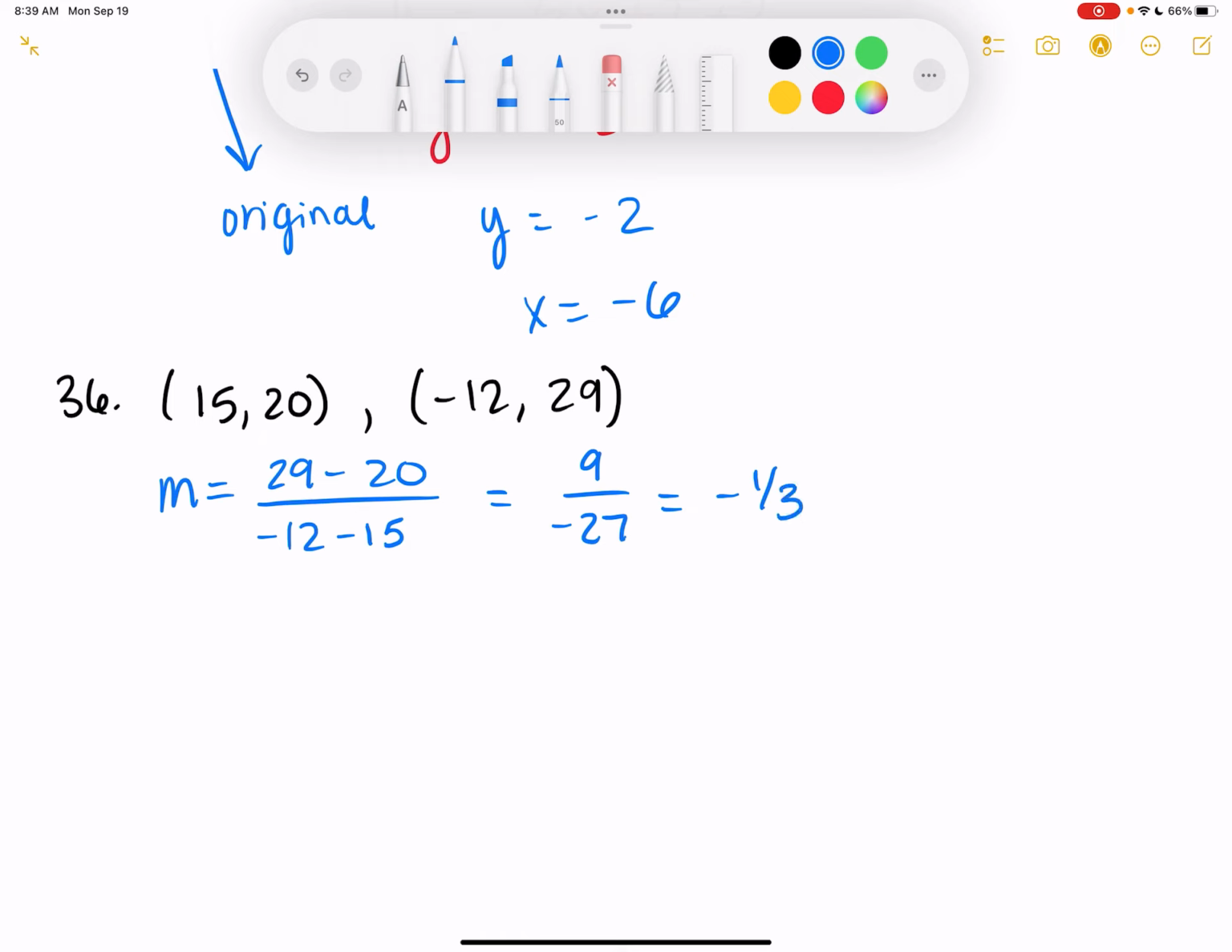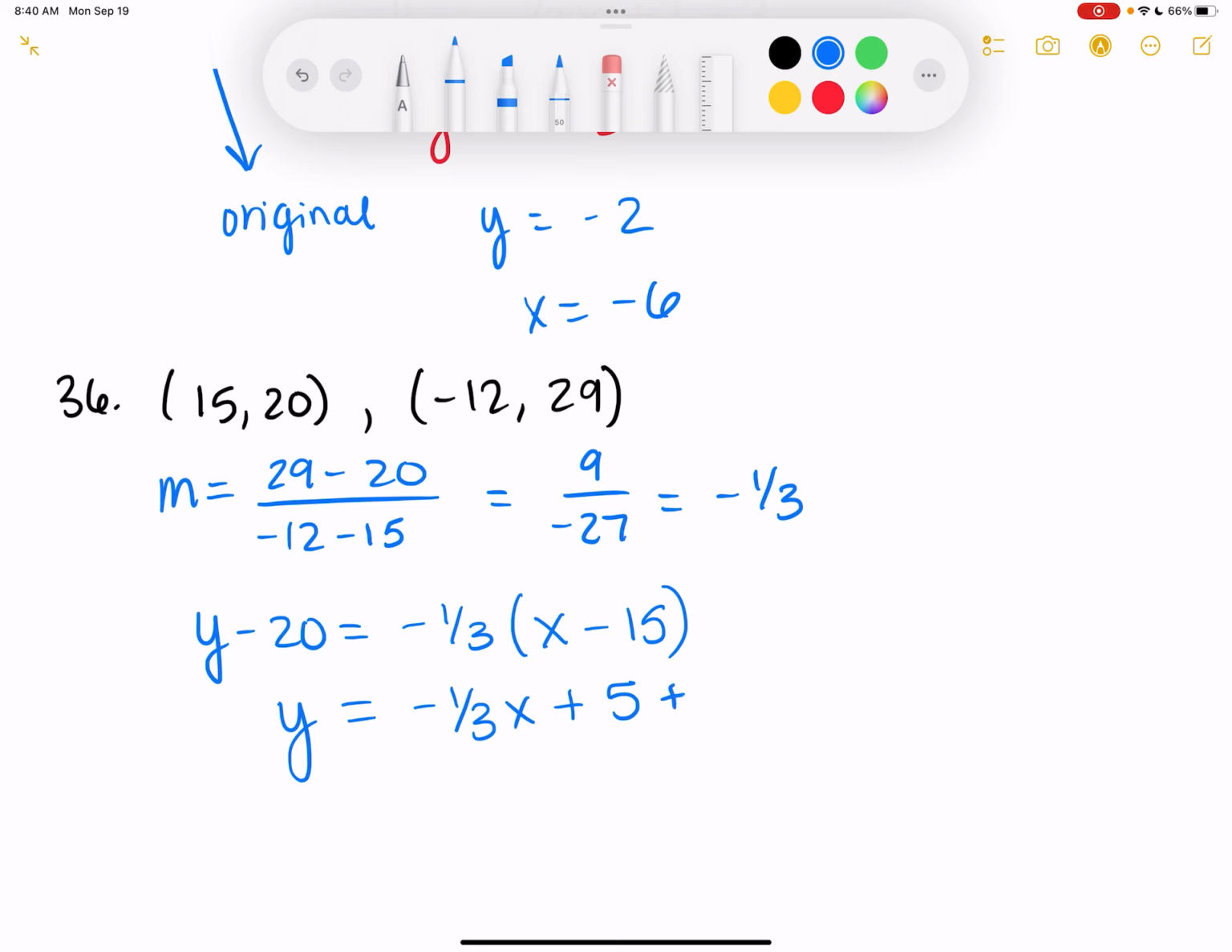And it just wants it to pass through the given point. So the nice thing about this is that you get to decide which point. So you can pick your favorite one. So which point do you want to use? First one or the second one? First one. So using the first one, what is the point slope form? Y minus 20 equals negative 1/3 times x minus 15. So then multiplying everything through, we've got y equals negative 1/3 x plus 5 plus 20. So that's just going to be plus 25 at the end. So y equals negative 1/3 x plus 25.